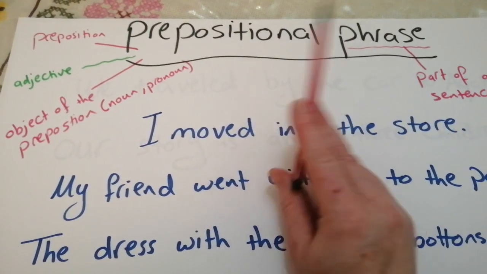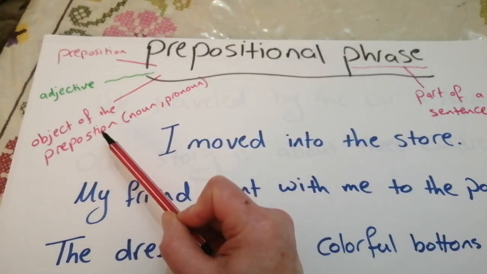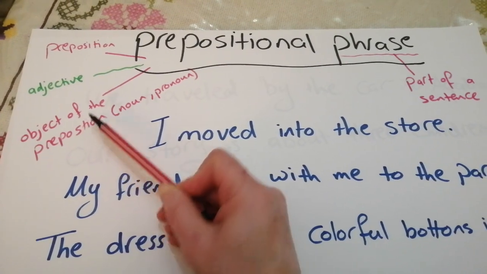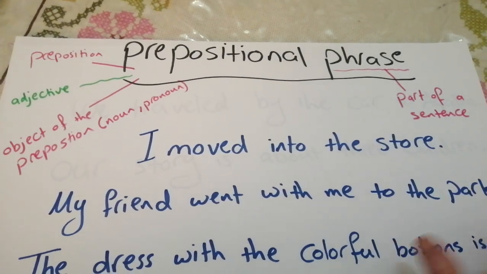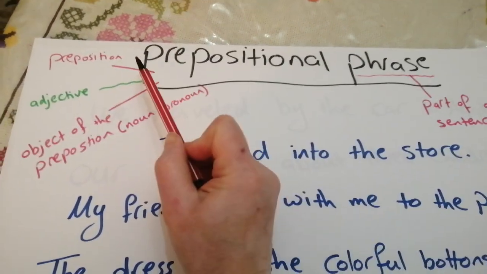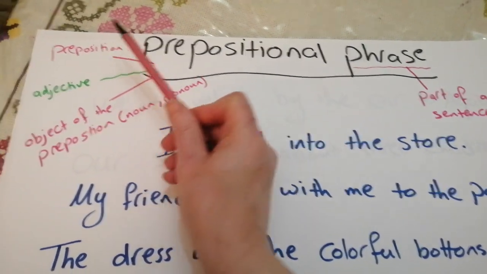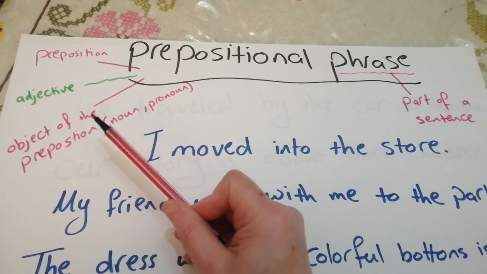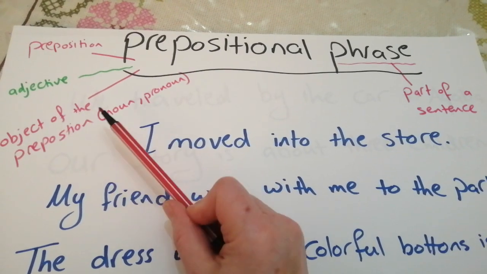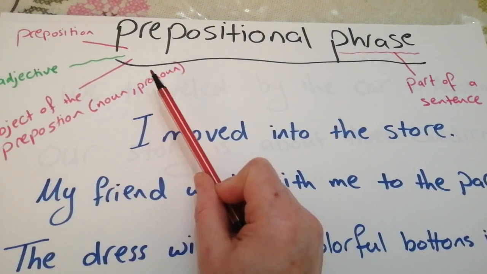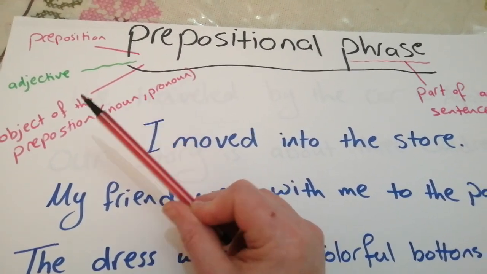Now, why do we call it a prepositional phrase? Because it starts with a preposition and it ends with the object of the preposition. So the prepositional phrase is part of the whole sentence. This part should start with a preposition. So this is the beginning of the prepositional phrase, which is the preposition. And the end of the prepositional phrase is called the object of the preposition. And the object of the preposition could be a noun or pronoun. That's it. It can't be a verb or an adjective or an adverb or anything else.